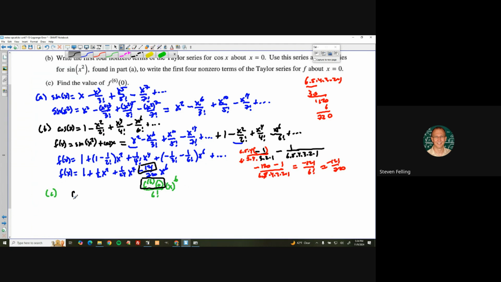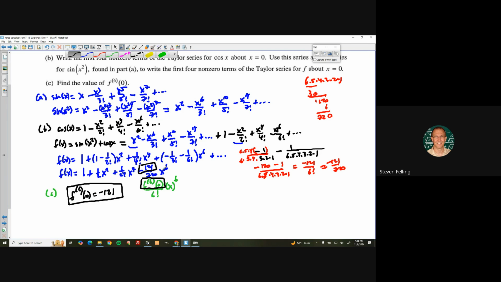So by inspection, f to the 6th of 0 matches with negative 121. I said 124, I meant 121. So this would just be negative 121. It's just the top of the fraction for the 6th power term, 6th degree term. All right, so that's how you do the first three.